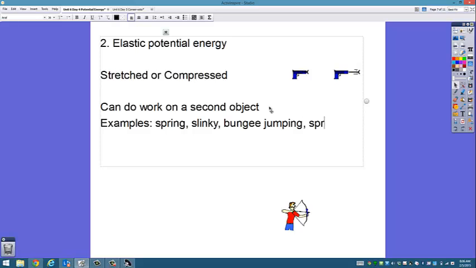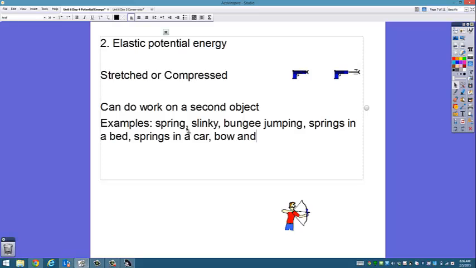The springs in a bed compress when you lay down on them. The springs in a car. Okay, all of those would be different examples. In all of those cases, something is going to be pushing down on some sort of spring to compress it. You have a bow and arrow. Okay, guns, for example, all follow that same thing.